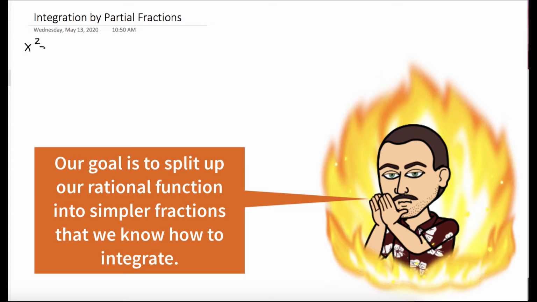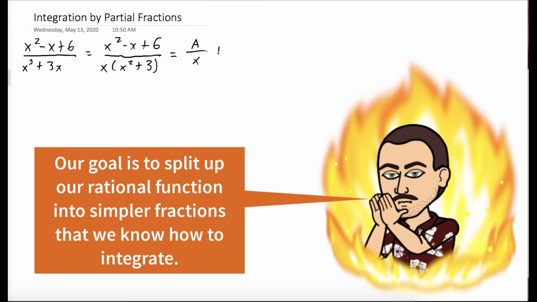So we want to take our fraction x squared minus x plus 6 over x to the third plus 3x and write it as a sum of other fractions that we know how to integrate. So the way we do that is we factor the denominator. And our denominator is x times x squared plus 3. And that's its complete factored form.